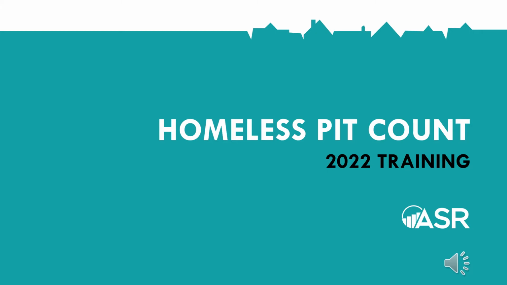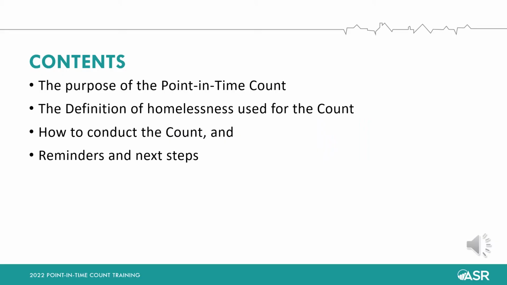The count will be conducted in two primary phases, separating the count and survey efforts. This training is focused on the count portion, and the survey training will be conducted at a later date. We will share additional details regarding the purpose and methodology as this training continues. In this training, we will cover the following: the purpose of the point-in-time count, the definition of homelessness used for the count, how to conduct the count, and reminders and next steps.